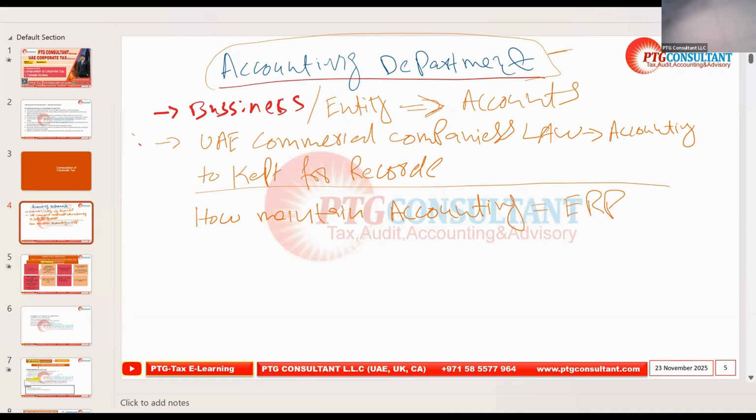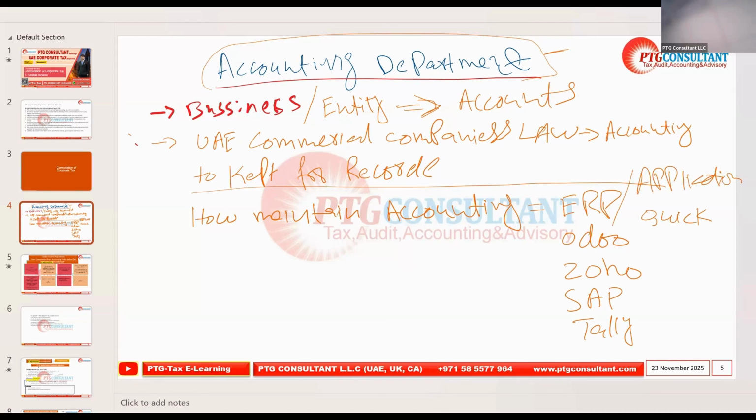In terms of the ERP, maybe they are using Odoo, Zoho, SAP, or any other, like some are using Tally, some are using QuickBooks. Here the term ERP and application are different. I'll write application. There is a difference between ERP and application. So QuickBooks, Zoho, Tally, they are applications.